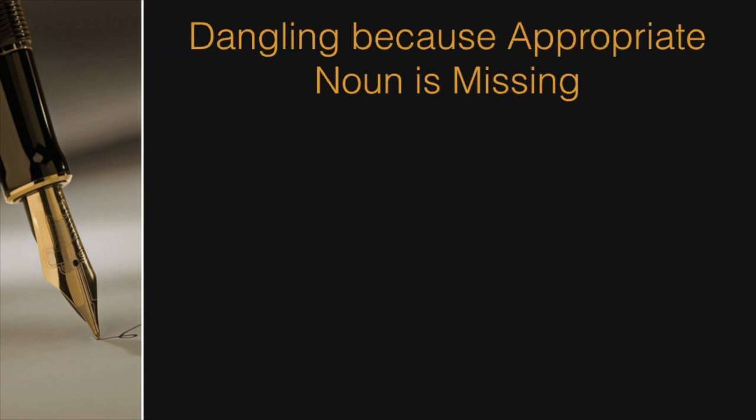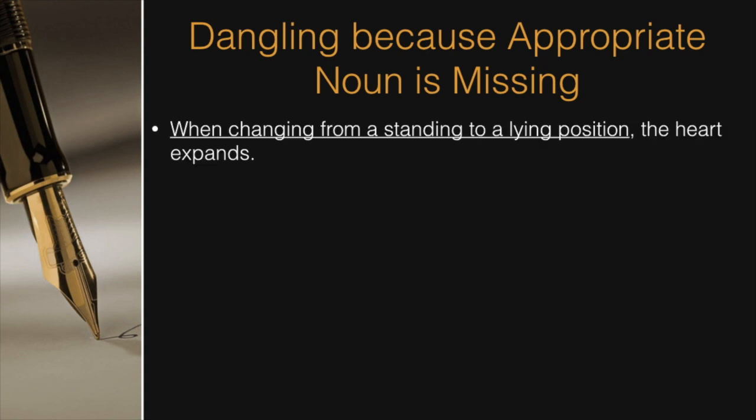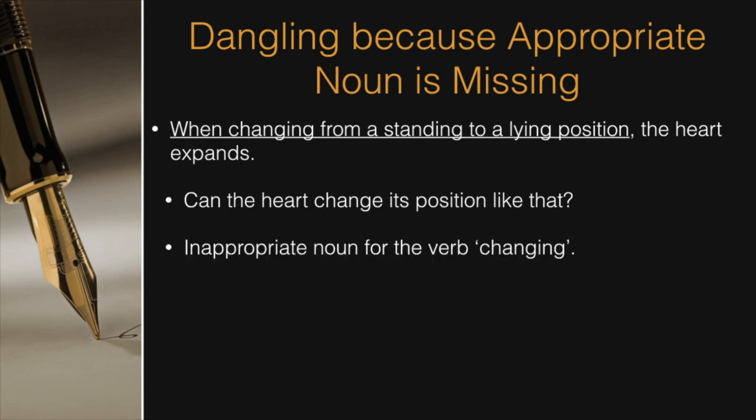Dangling can also occur when verbs or phrases link with an inappropriate noun because the appropriate noun is missing from the sentence. For example, when changing from a standing to a lying position, the heart expands. Can the heart change its position like that? Obviously not, but the sentence does confuse the reader because heart is an inappropriate noun for the verb changing. Therefore, the underlined part in the above sentence is dangling.